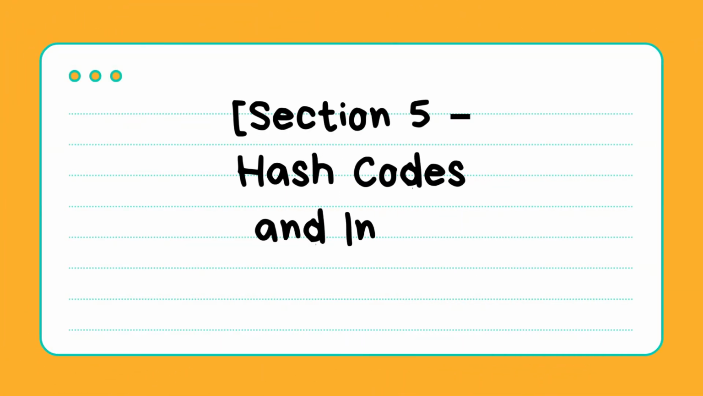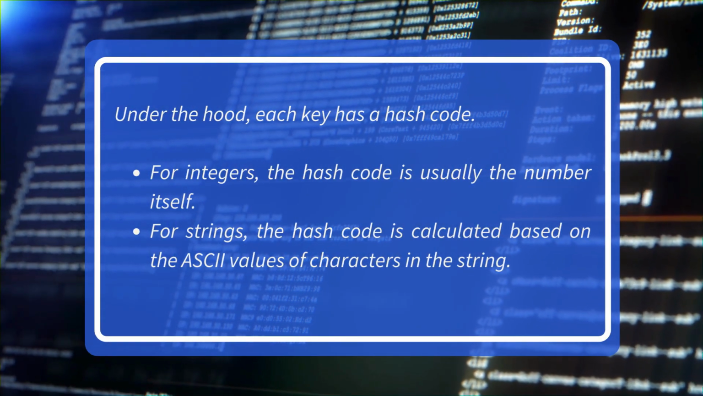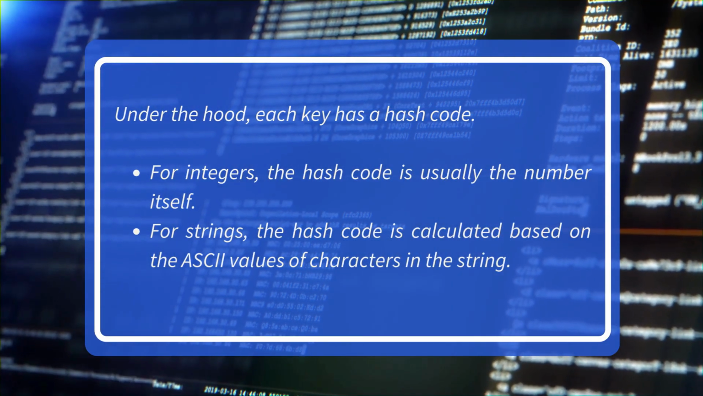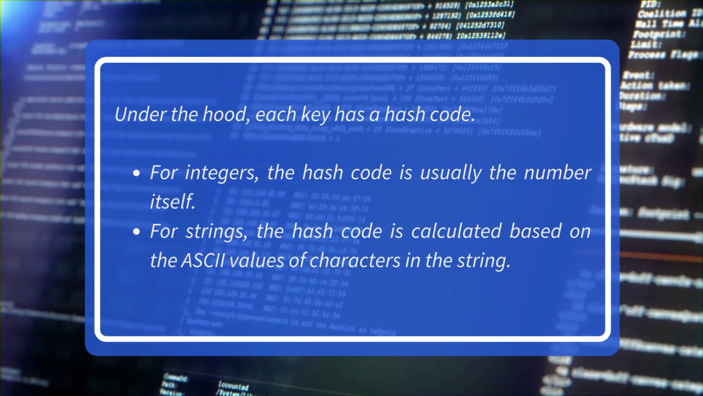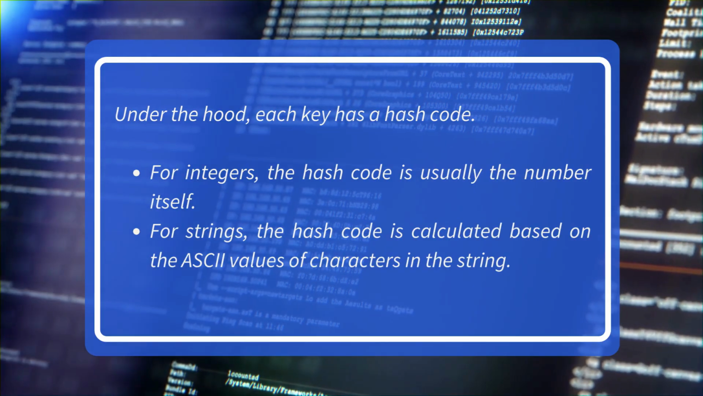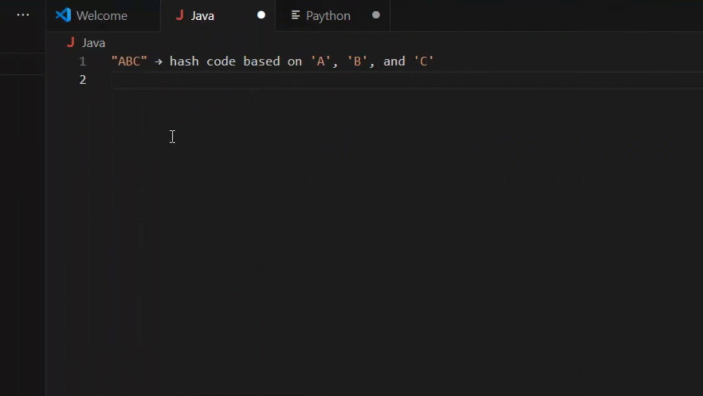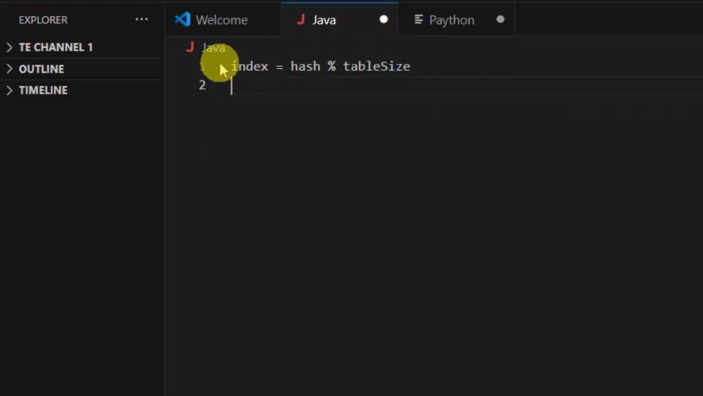Section 5. Hash codes and index calculation. Under the hood, each key has a hash code. For integers, the hash code is usually the number itself. For strings, the hash code is calculated based on the ASCII values of characters in the string. For example, "ABC" has a hash code based on A, B, and C. Then, index equals hash percent table size. Each index is also called a bucket.